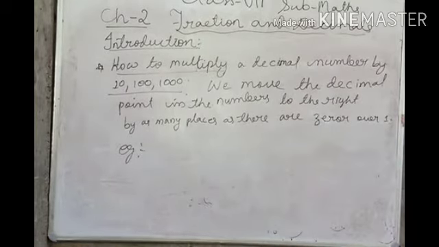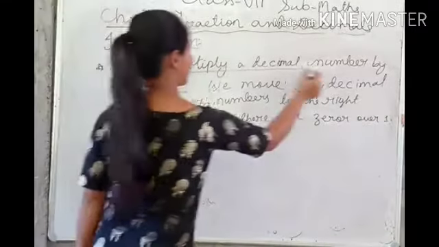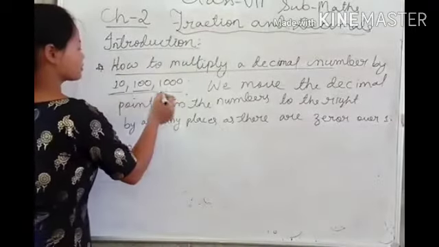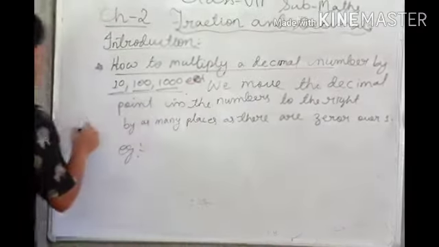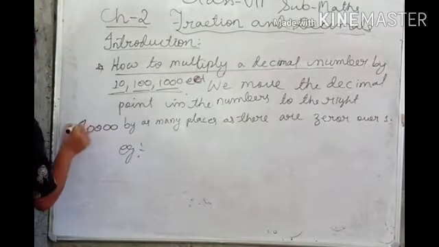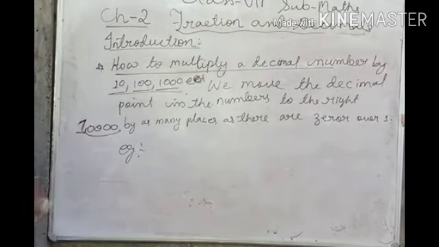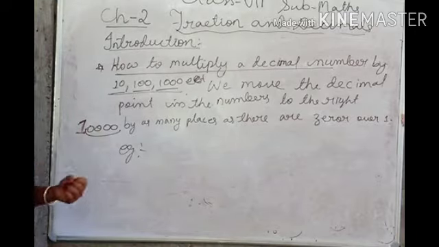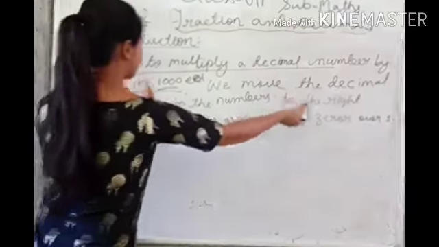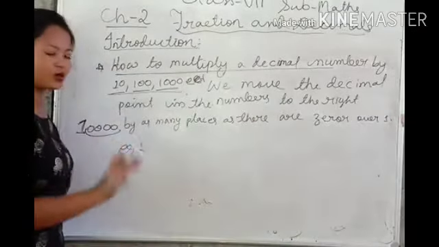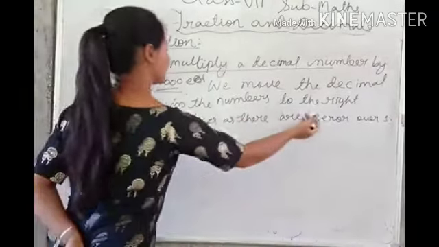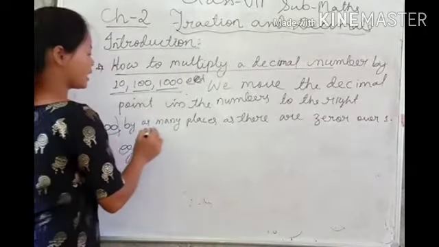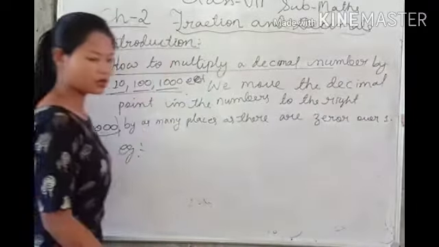Next point is how to multiply a decimal number by 10, 100, 1000, etc. You can add more values also, meaning only 1 is there and after 1 only zeros are there. In these types of numbers, how will you multiply with a decimal? We move the decimal point in the number we are multiplying to the right by as many places as there are zeros after 1.